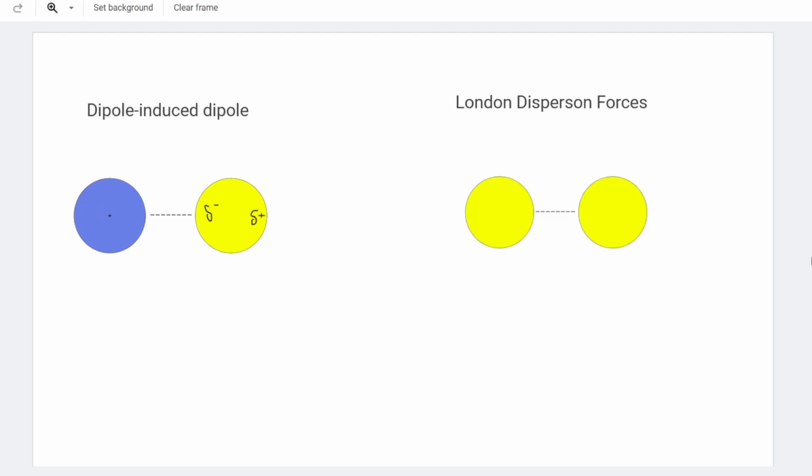Lastly, there are London dispersion forces, which are typically the weakest of all of the intermolecular forces, if they're on their own. What do I mean by this? Well, London dispersion forces are when 2 nonpolar molecules are essentially in space, and the electrons are constantly moving around. So, for a very small moment, let's say the electrons on this left nonpolar molecule tend to shift over to the left side, purely by chance.